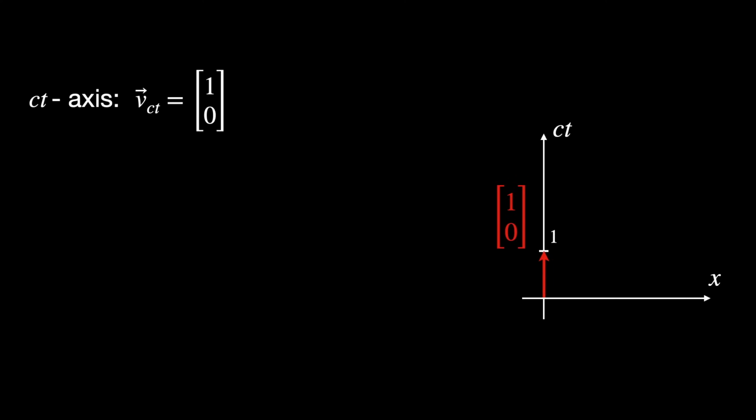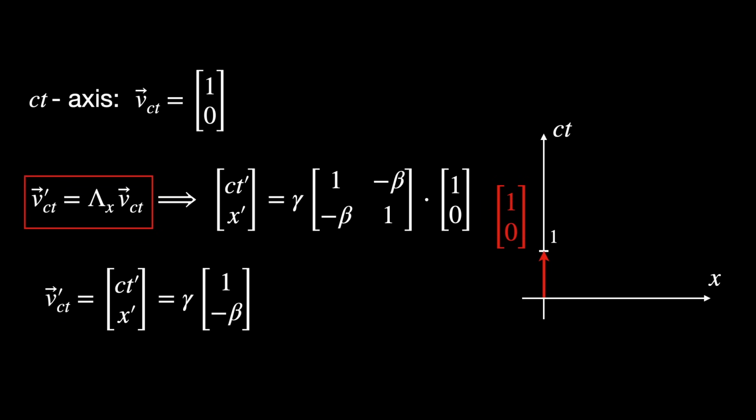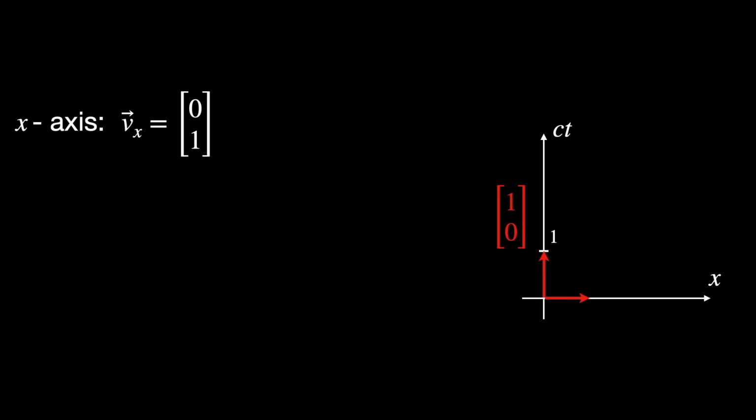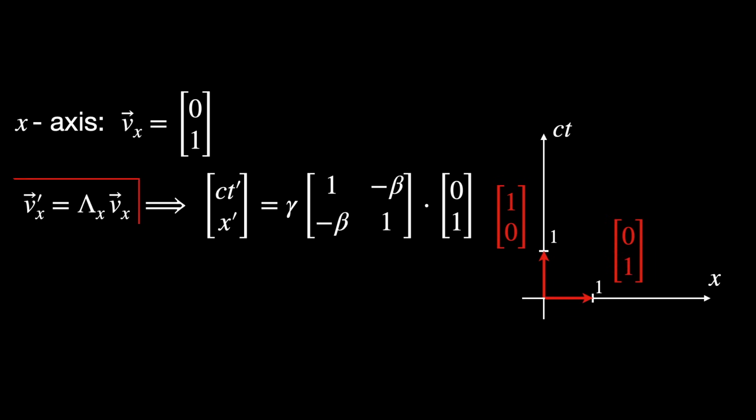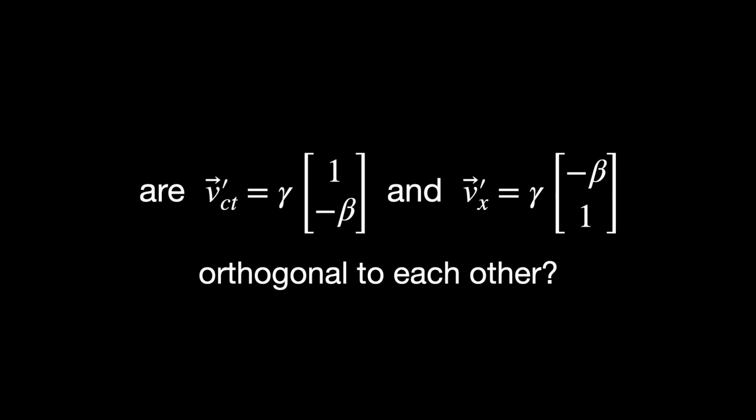Let's see what happens with the ct and x axes now. So the ct axis is defined by the vector (1, 0). After performing the transformation, we find the vector gamma multiplied by (1, -beta). The x-axis is defined by the vector (0, 1). And after applying the transformation, we get gamma times the vector (-beta, 1). So the question here is, are these two vectors orthogonal to each other? Let's find it out by performing their dot product. If it results in 0, then they are still orthogonal even after the transformation.